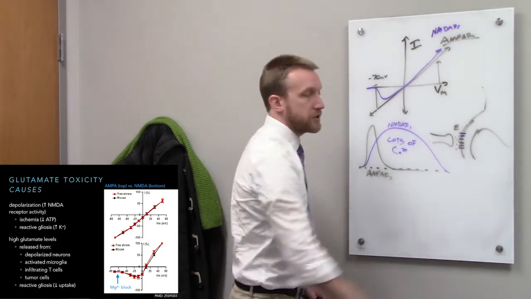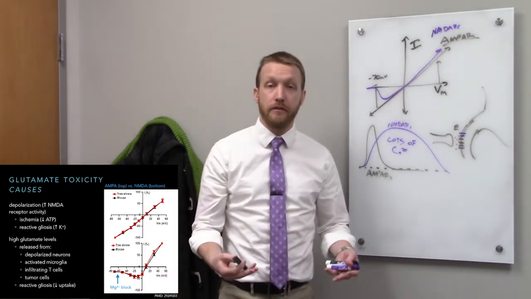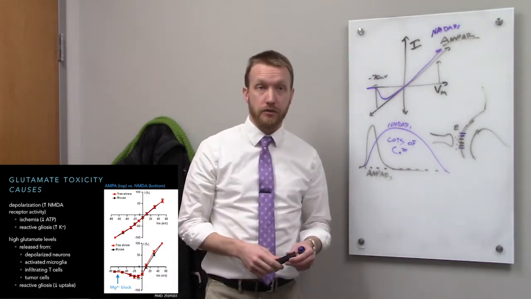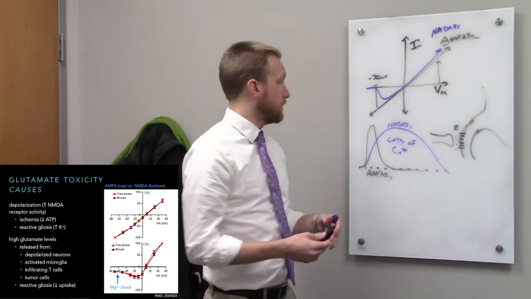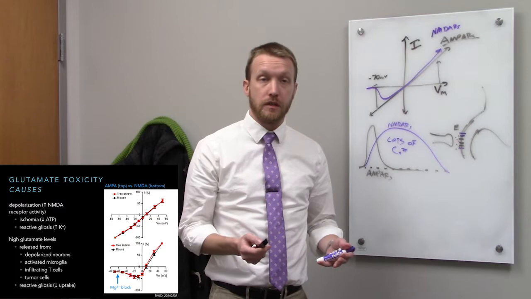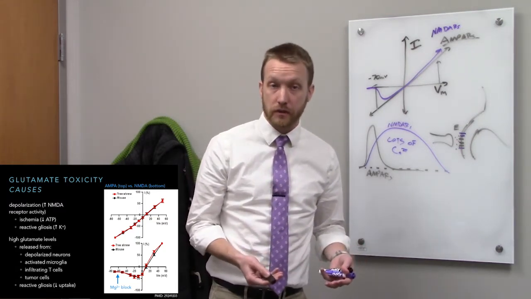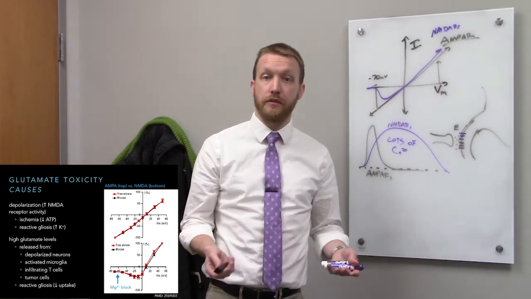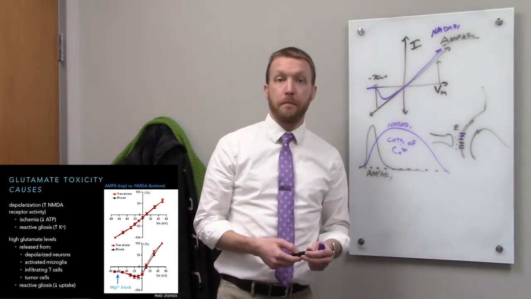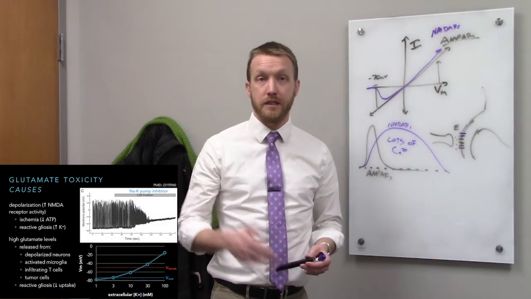Now, when everything's working just fine, glutamate release is not a problem. But when neurons are hyperactive, then we have an issue here. Now, what's going to cause neurons to be hyperactive is variable. It could be from ischemia. So if we have a decrease in blood flow and we don't produce enough ATP to fuel our sodium-potassium pumps, that's going to cause depolarization.